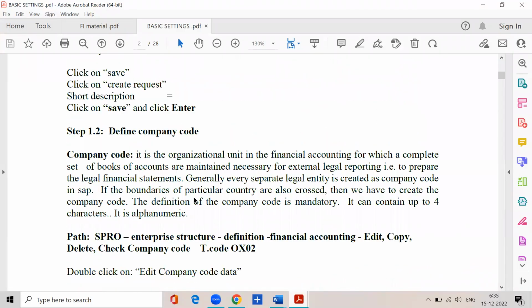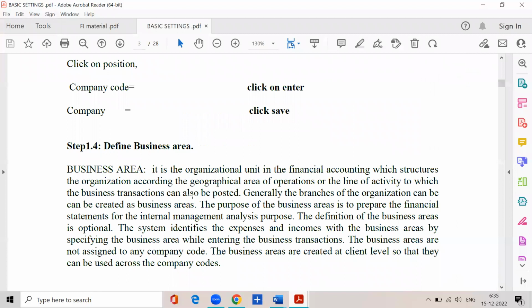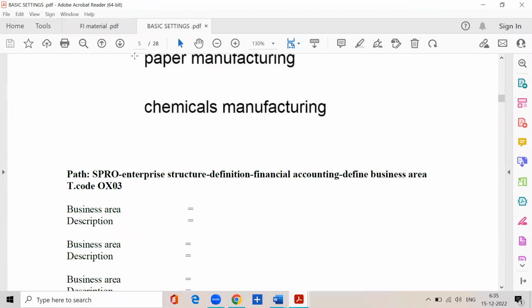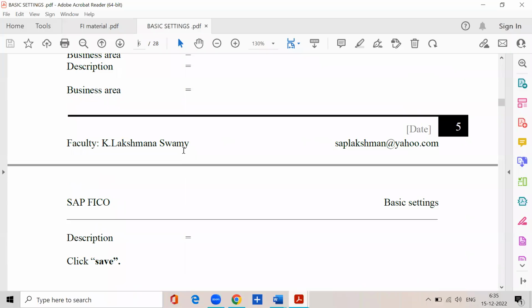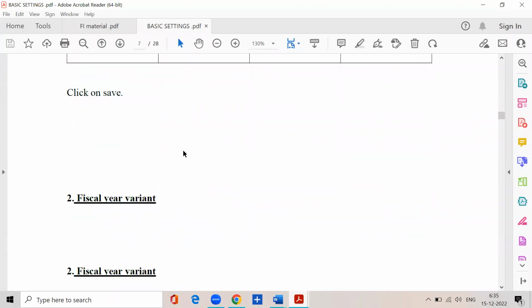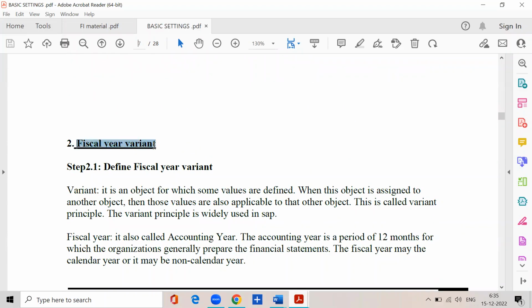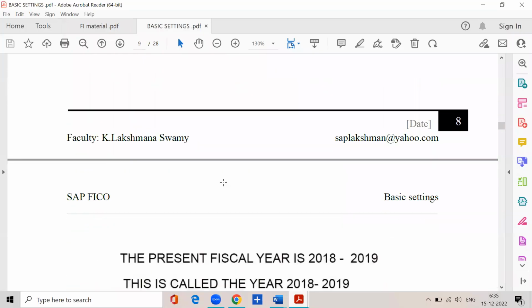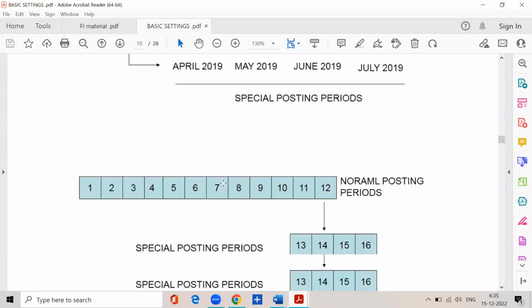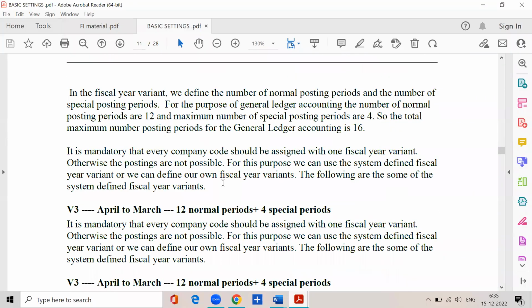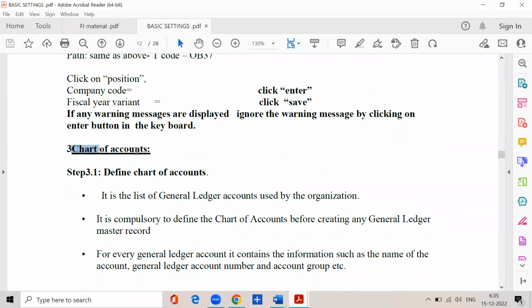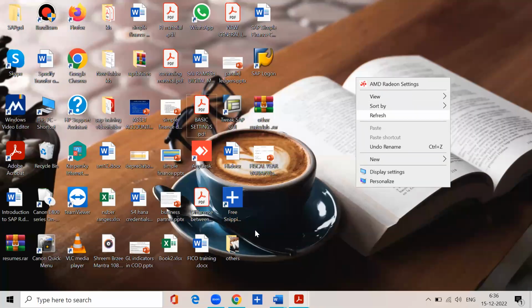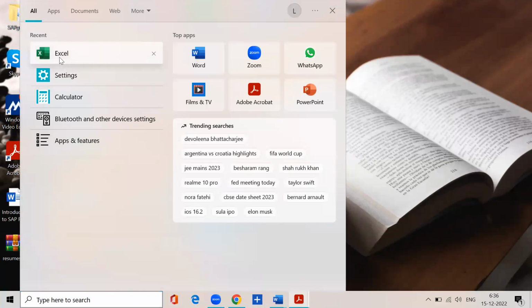So in yesterday's class, we have defined fiscal year variant. Yesterday we completed fiscal year variant. Today we start chart of accounts. Before starting chart of accounts, yesterday I forgot to explain one point. I will explain that point today, then we will go for chart of accounts.